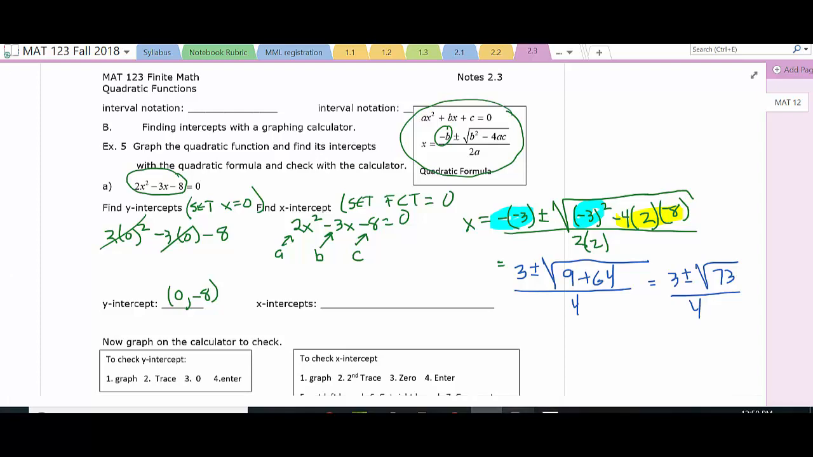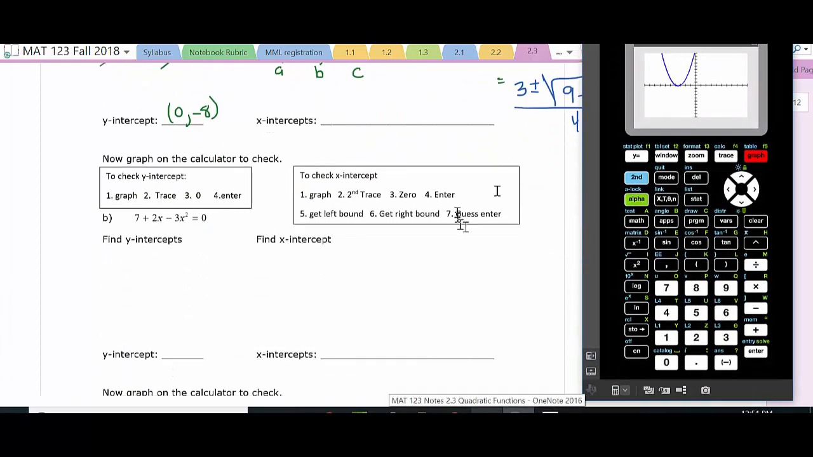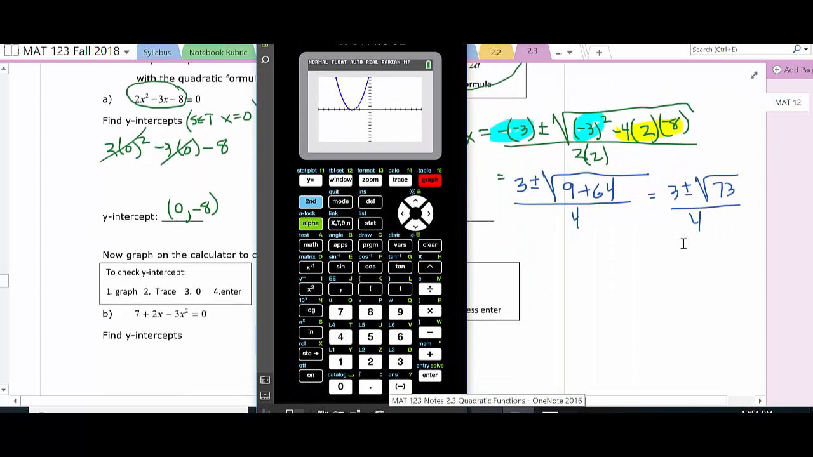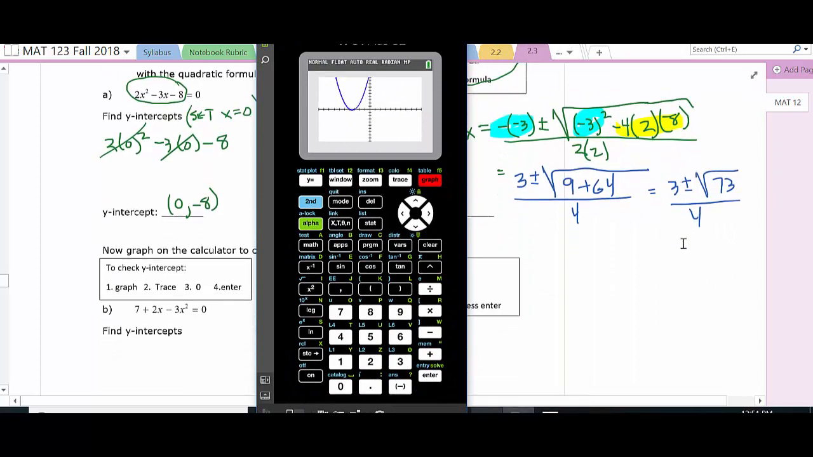So what I'm going to do now is take my calculator. I'm going to show you what I'm going to do on my calculator to get that. Then I'm going to repeat this process and show you how you can get the answer without the quadratic formula. Okay, you can do it either way, but it's important to know the quadratic formula. So I'm going to go to a clear screen. First of all, I'm going to do 3 plus square root of 73 over 4, and I'm going to round it off.